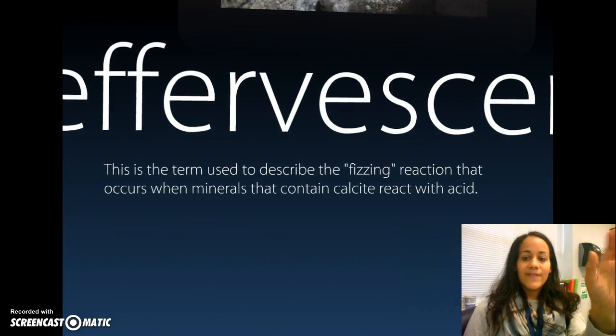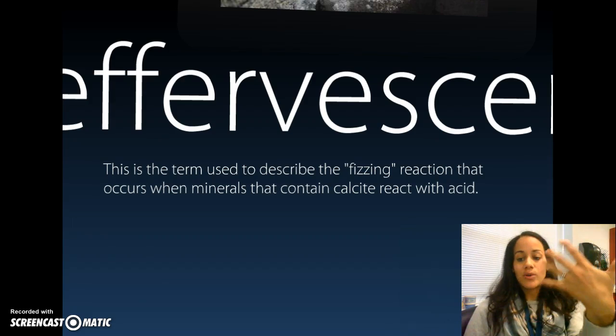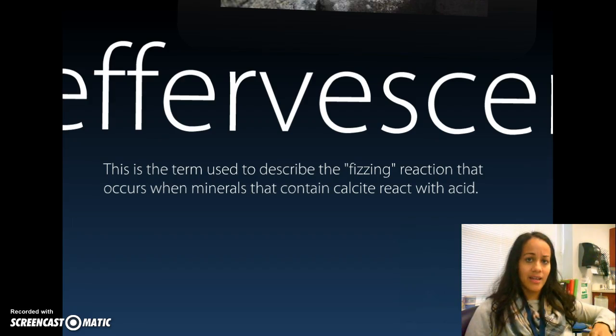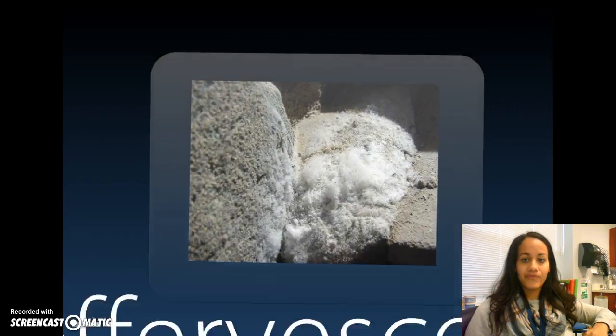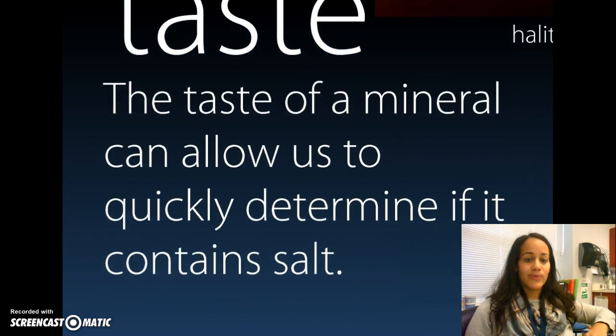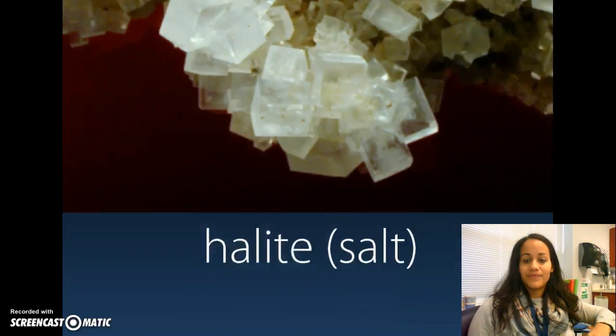Effervescence is the fizzing you can observe if you were to add an acid. We'll have very diluted hydrochloric acid to test on different minerals. If you observe a fizzing reaction, then it's said to have effervescence. We don't want to taste our minerals, but sometimes minerals will have a distinct taste, like halite. Halite is salt, so it will be salty.